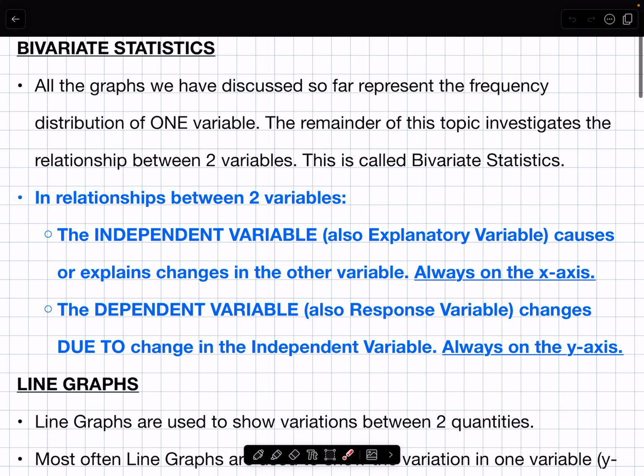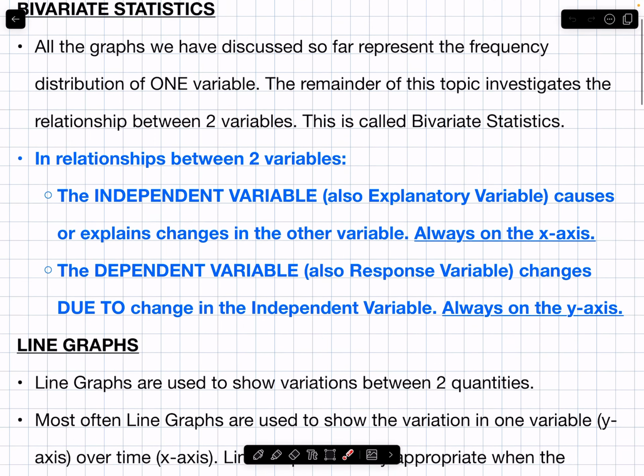So the first idea we need to go over is the idea of bivariate statistics. All the graphs we've discussed so far represent the frequency, or how many times something happens, the distribution of one particular variable. The remainder of this topic investigates the relationship between two variables. Instead of telling you how many times one variable happens, we're looking at the relationship between two. This is called bivariate statistics, bi meaning two, variate meaning variable, and statistics is the topic that we're dealing with.